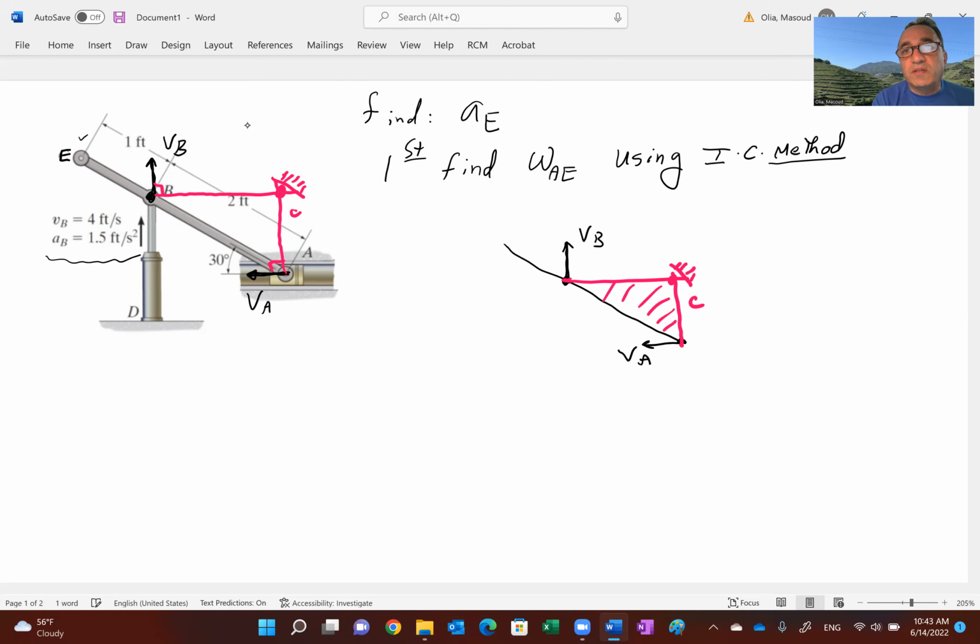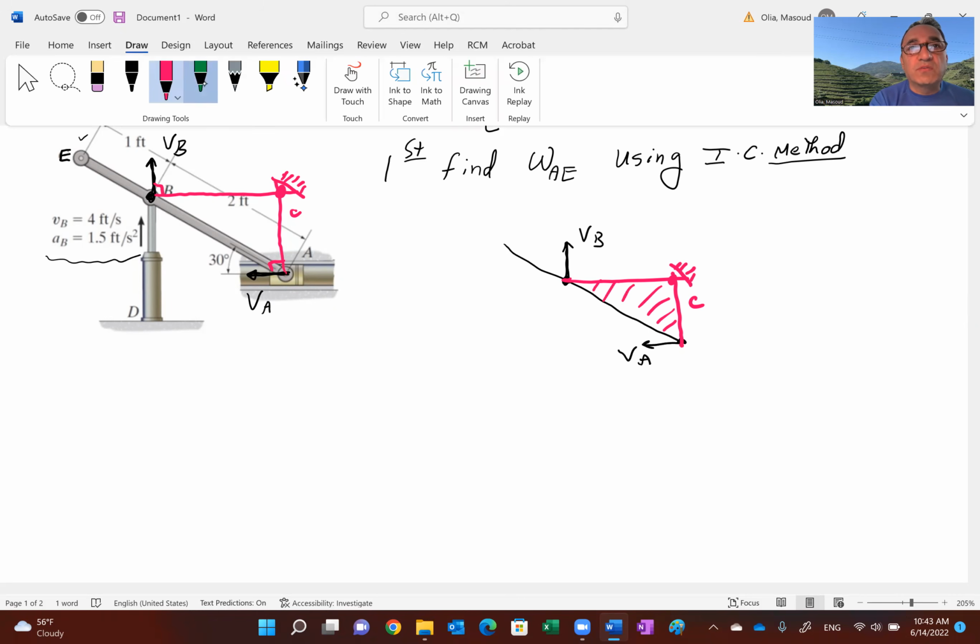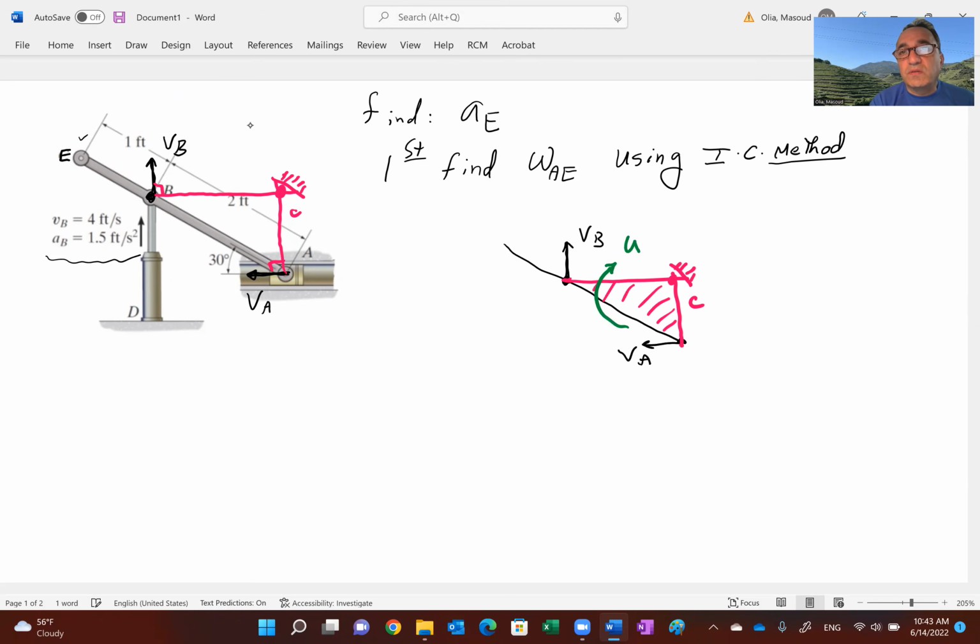Again, you could visualize as if this is like a triangular plate now. Kind of you extend the body. And the body, as you could see with these velocities, the way they're acting, clearly is rotating. Which way? Rotating clockwise. So I'm going to call this omega of AE. I refer to the endpoints. Okay. So how do we find omega of AE?